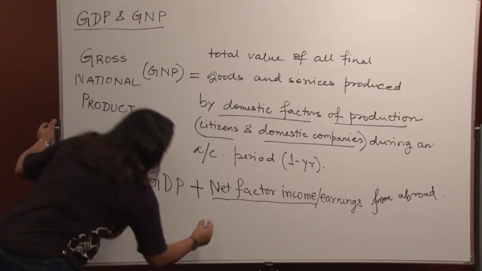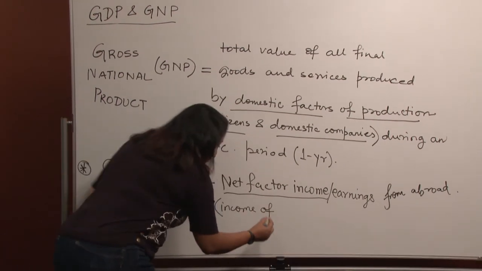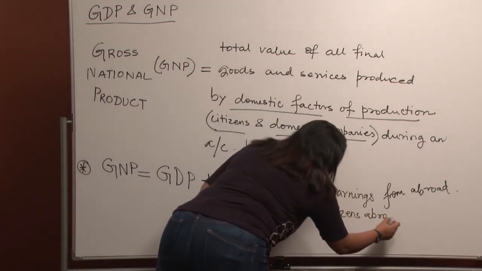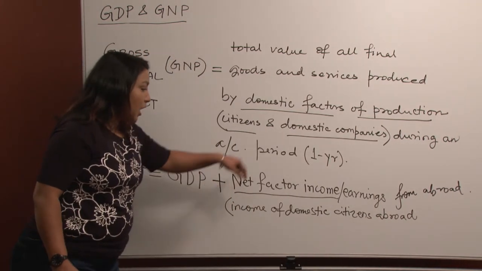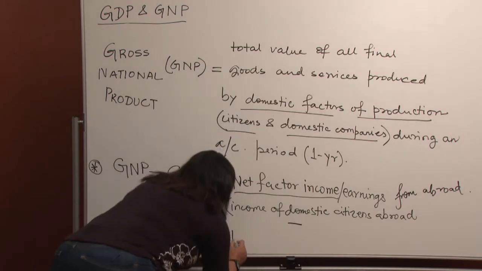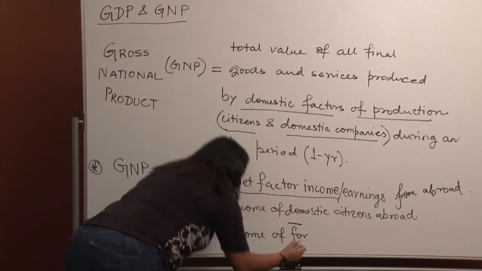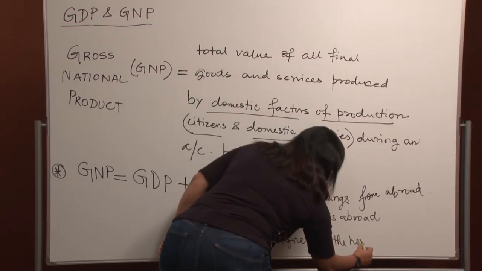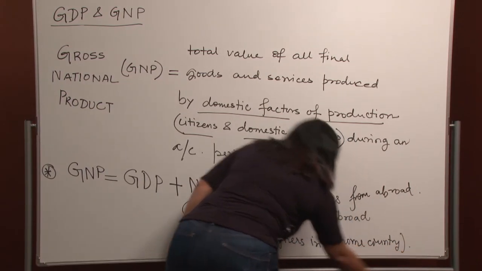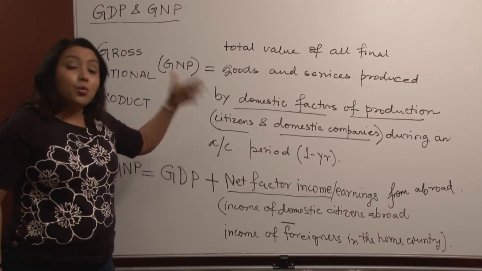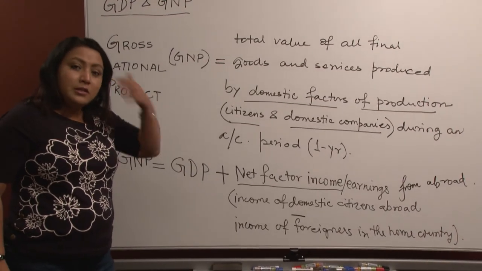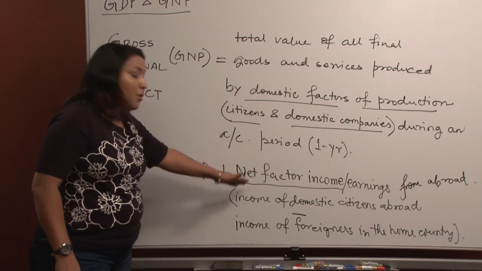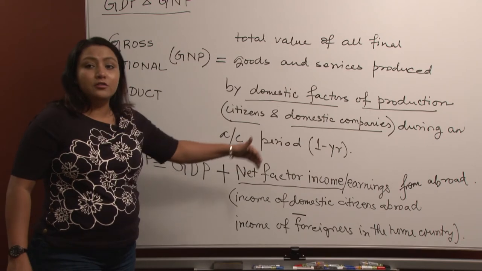This is basically, we are looking at the income of domestic citizens abroad. So whatever the US citizens and the US companies are earning abroad, minus the income of foreigners in the home country. Right? So that means whatever the citizens of other countries working in USA are earning here, or whatever the companies owned by other countries are earning by selling their goods and services or producing their goods and services in United States. So it is the income of the domestic citizens or companies abroad minus the income of foreigners or companies in the home country.